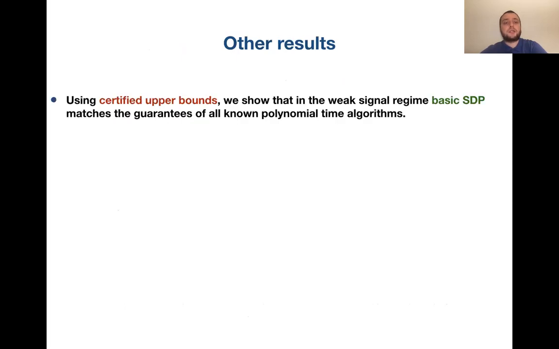We also have some other results. For example, using certified upper bounds, we show that in the strong signal regime, the basic SDP algorithm matches the guarantees of all non-polynomial time algorithms. And this result is interesting also for non-robust sparse PCA. For example, there is an algorithm called covariance thresholding, which was known to be strictly better than both diagonal thresholding and SVD in some regimes. And we show that basic SDP actually has the same guarantees in this regime.